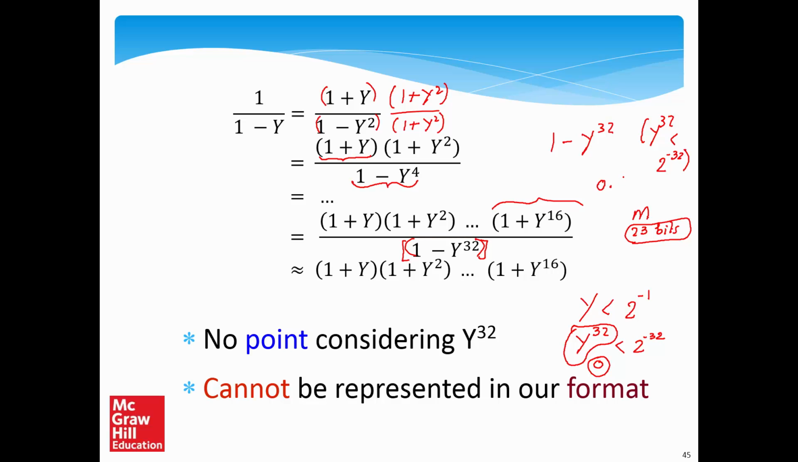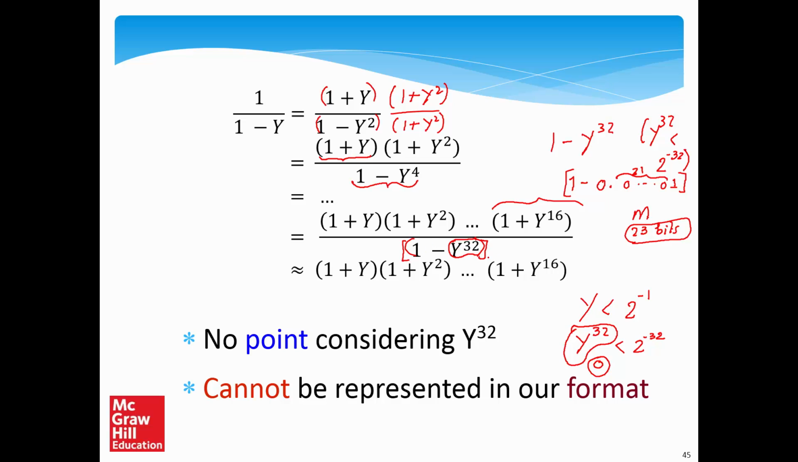Then we have 31 zeros, and then we have a 1. So 1 minus this quantity simply cannot be represented using 23 bits. No valid mantissa can capture this number, because y to the power 32 is too small to be captured in our number system, and 1 minus y to the power 32 is too close to 1, and there is no way of representing this.